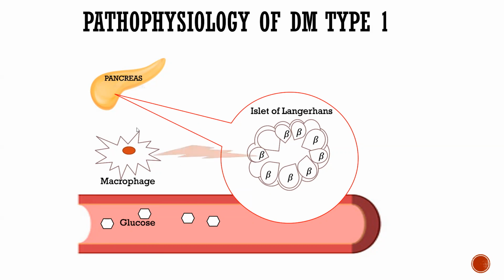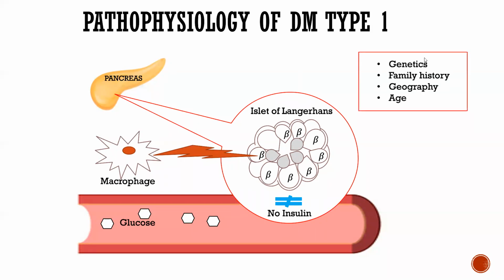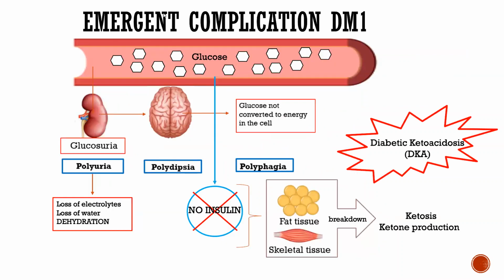But as you can see, there's this macrophage that attacks the islets of Langerhans, the beta cells, and so they stop producing insulin. So they have no insulin. They have zero insulin. So it can be caused by genetics and family, location, and age. But it too is an emergent complication. So the emergent complication of type 1 diabetes, once they're diagnosed, they have the same symptoms, right?